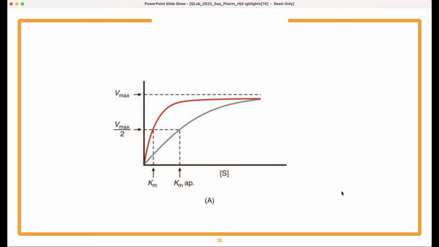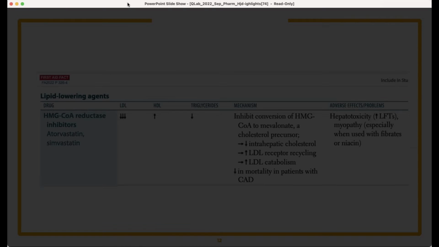So the apparent Michaelis-Menten constant increases in the presence of a reversible competitive inhibitor, which is the case with statins. Okay, so hopefully that makes sense as to why E is the best answer. Let's go back and we'll take a look at the other answer choices for those who selected others.